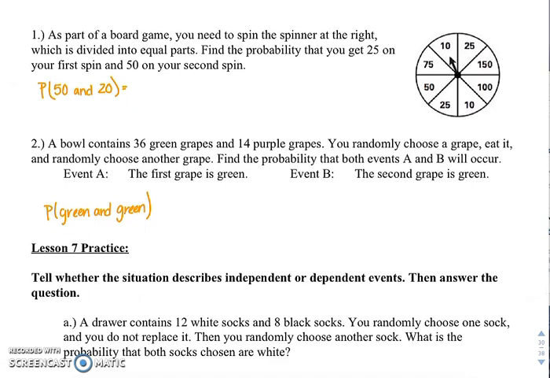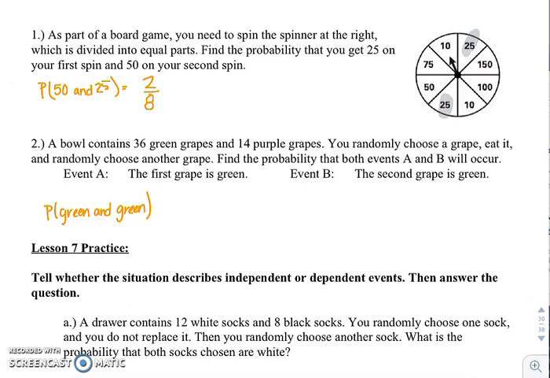So let's do 1 and 2 here. Number 1 says, as part of a board game, you need to spin the spinner on the right, which is divided into equal parts. Find the probability that you would get a 25 on your first spin and a 50 on your second spin. So how many 25s are there? 1 here and here. And there's 8 total sections. So the probability of getting a 25, not a 20, is 2 out of 8.